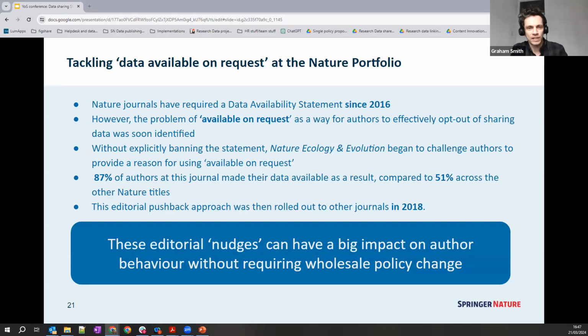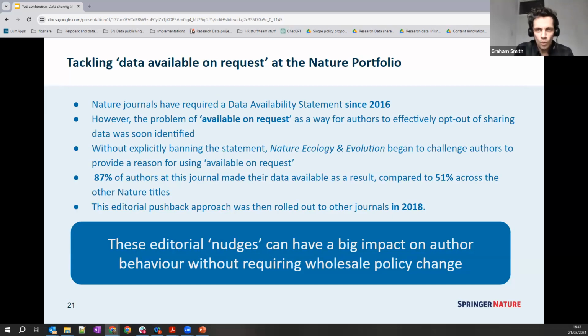So without explicitly changing the policy or banning the statement, Nature Ecology and Evolution began to challenge authors on this, to employ these nudges really, to say, okay, why are you sharing your data "available on request"? And is there a good reason for this? And immediately some of the results were evident that this changed authors' behavior. So it didn't need a mandate necessarily. It didn't need a ban. It just needed some of these nudges in this direction.